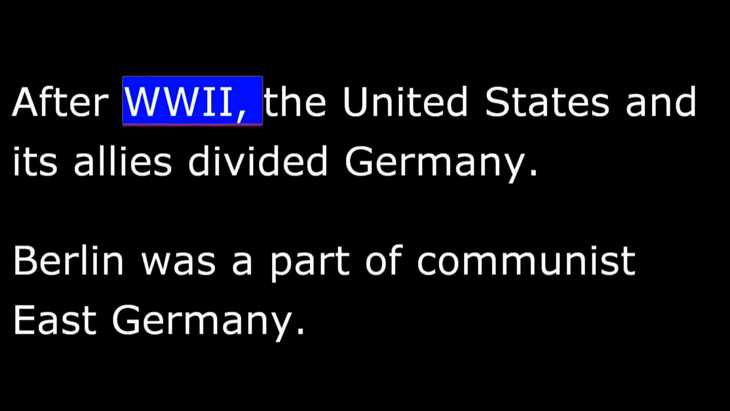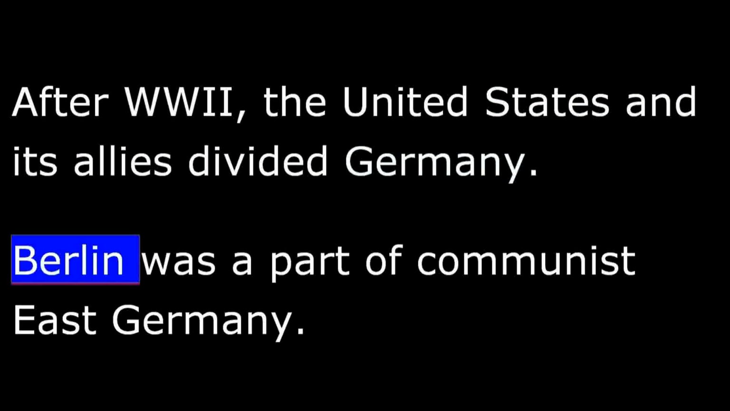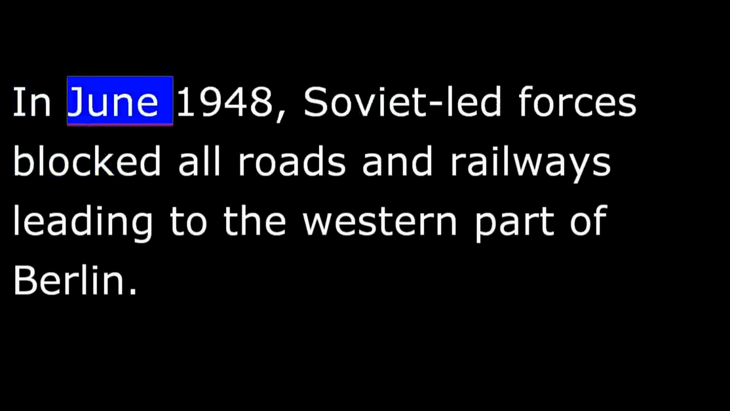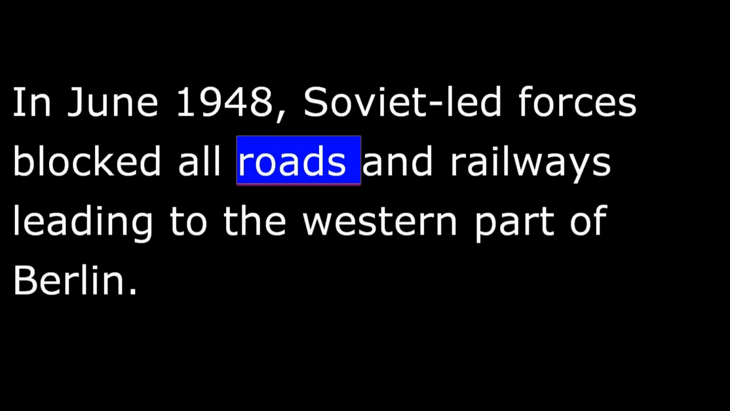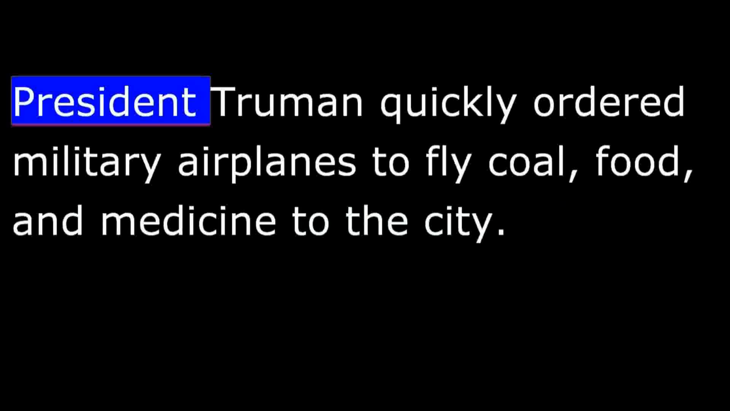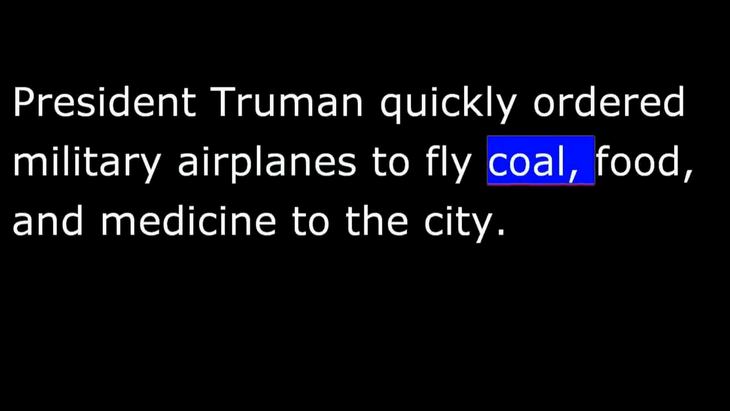A major event in the Cold War was the Berlin Airlift. After World War II, the United States and its allies divided Germany. Berlin was a part of communist East Germany. The city was divided into East and West. In June 1948, Soviet-led forces blocked all roads and railways leading to the western part of Berlin. President Truman quickly ordered military airplanes to fly coal, food, and medicine to the city.